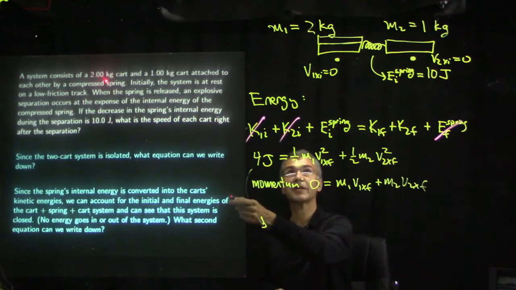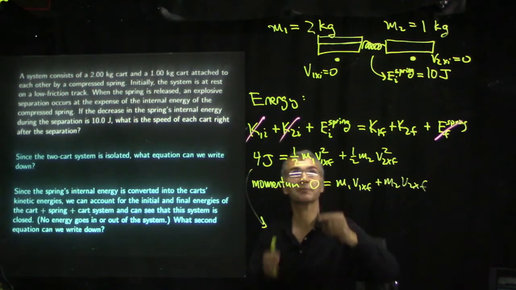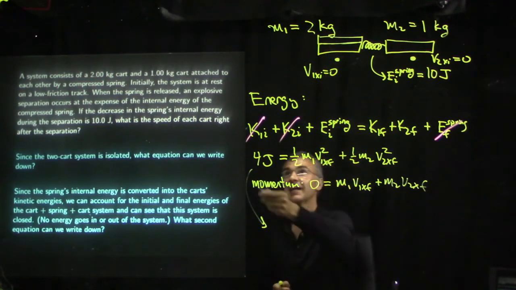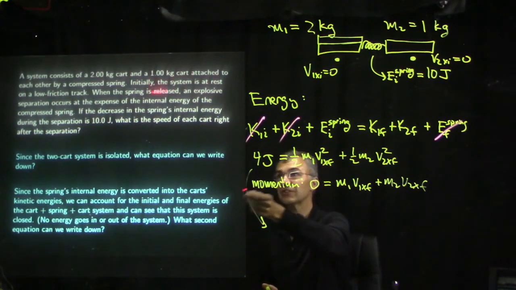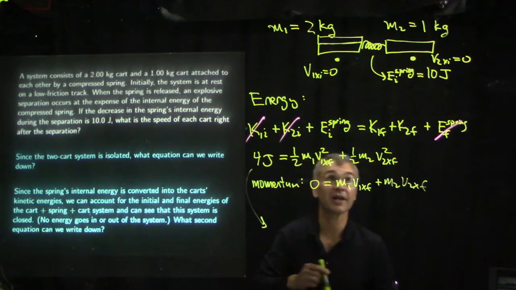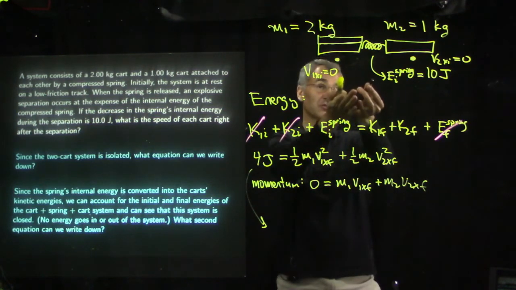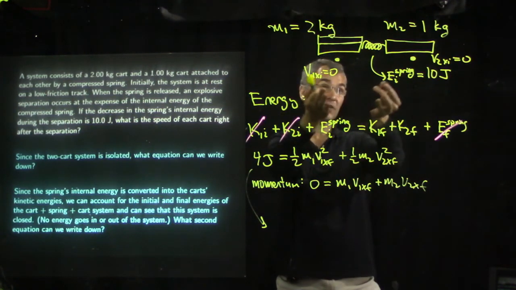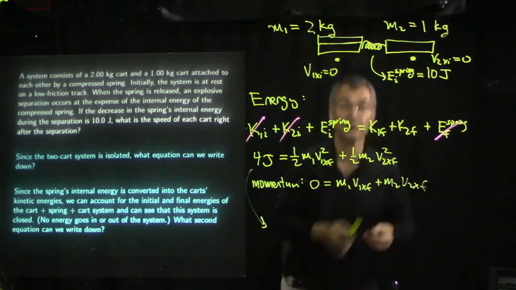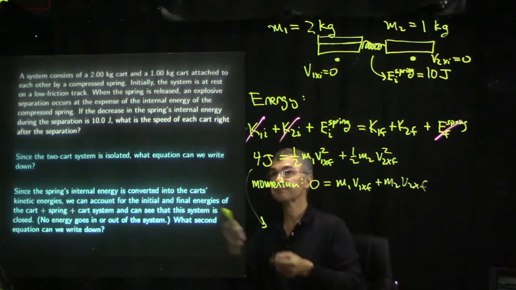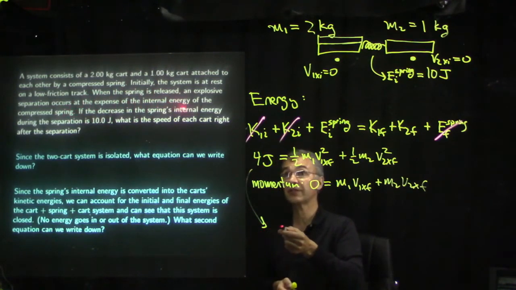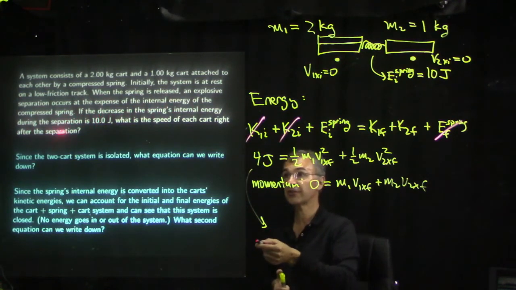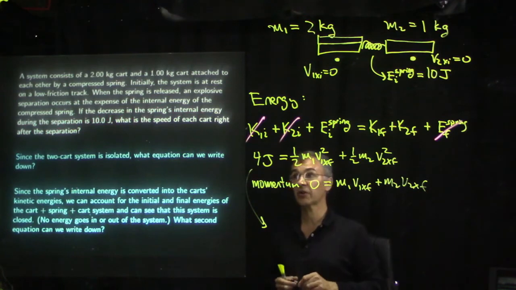Here's another problem that's almost the same as the previous problem. A system consists of a 2 kilogram cart, and I drew it a little bigger so you know that one's bigger, and a 1 kilogram cart attached to each other by a compressed spring. Initially, the system is at rest on a low friction track, so both initial velocities are 0. When the spring is released, an explosive separation occurs at the expense of internal energy of the compressed spring. If the decrease in the spring's internal energy during the separation is 10 joules, what is the speed of each cart right after the separation?